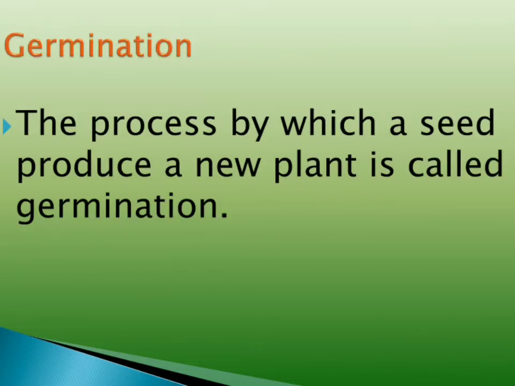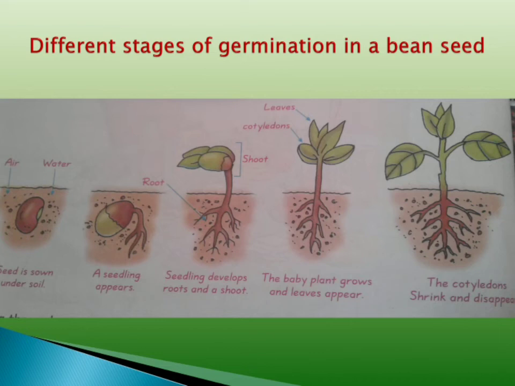Now germination. What is meant by germination? The process by which a seed produces a new plant is called germination. Okay. Now I will show the picture of different stages of germination in a bean seed. See, these are the different stages of germination in a bean seed.